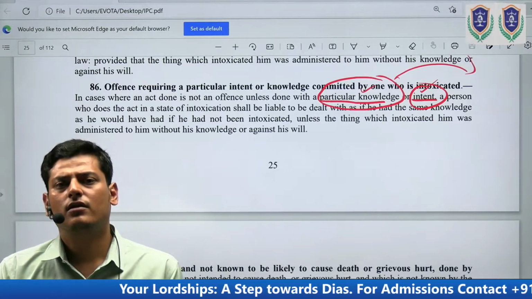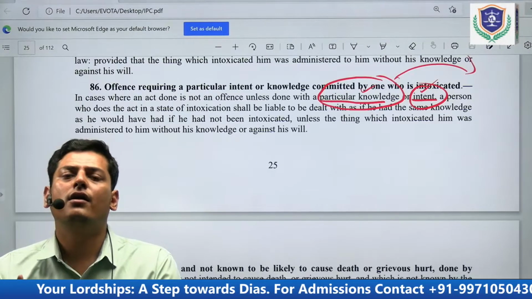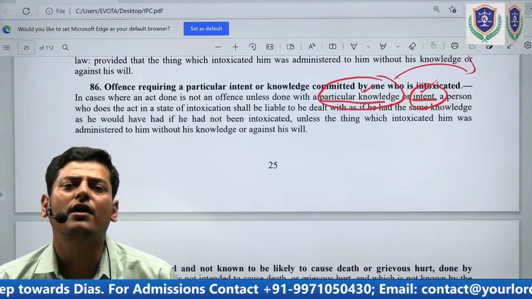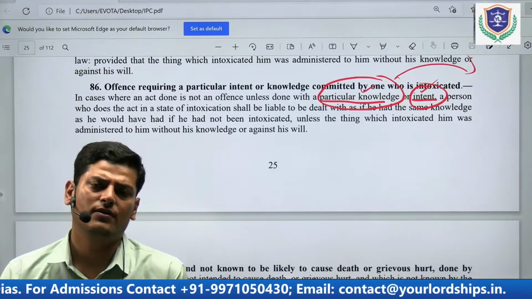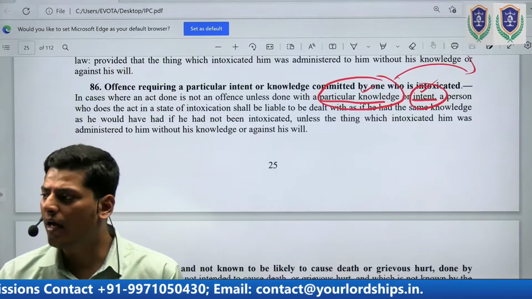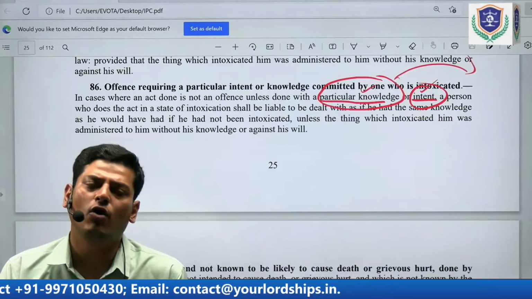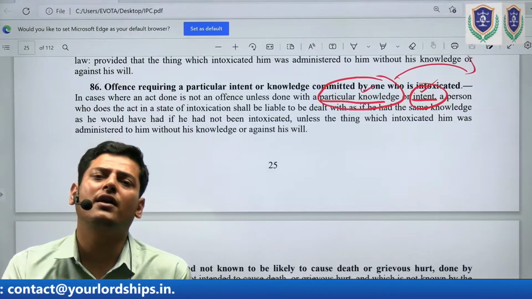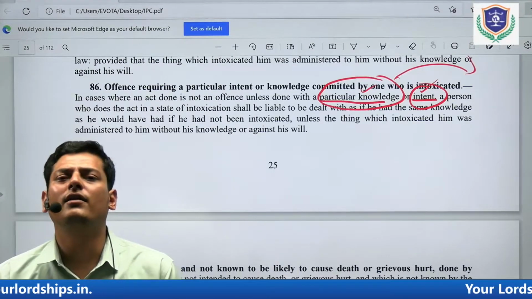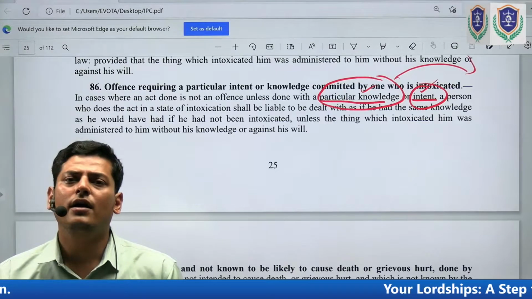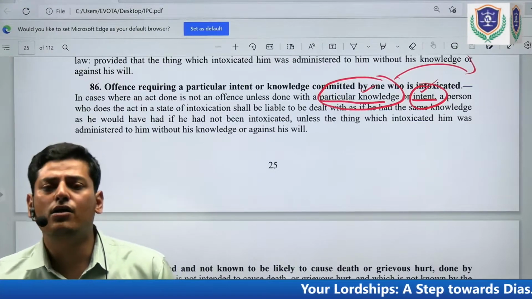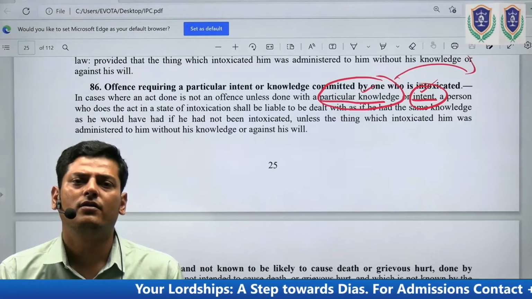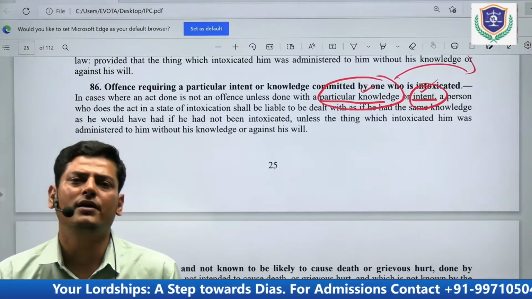However, if any offense requires specific intention, like in a theft case, dishonest intention is required. Now if a person has voluntarily intoxicated himself to such an extent that he is unable to understand the nature and consequence, and he is not acting with a dishonest intention, meaning thereby to cause himself a wrongful gain, he took certain property.